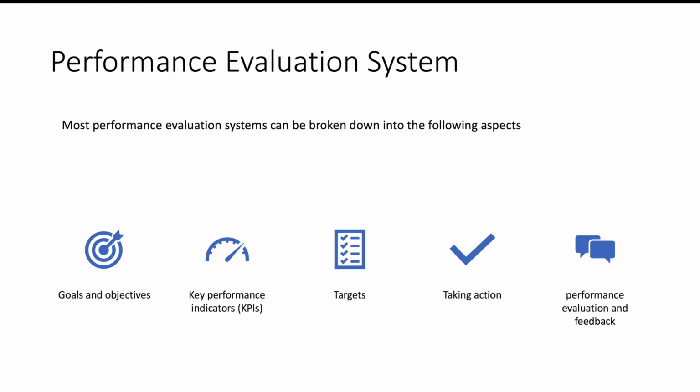So this is the kind of performance evaluation system. First of all, we make goals and objectives, and then we set the key performance indicators so that we can measure whether those goals or objectives are according to our targets or not. Targets are the smaller parts of the goals and objectives. Then we take action on those targets, and those actions are measured on the basis of budgeted and actual performance. That's called the evaluation and the feedback.